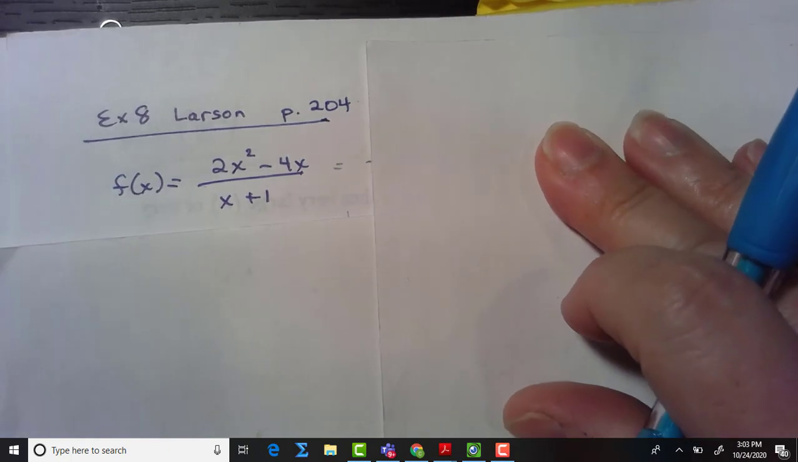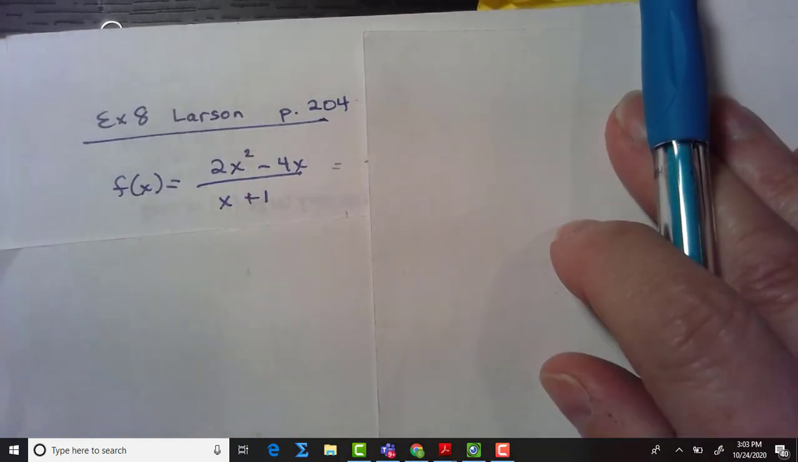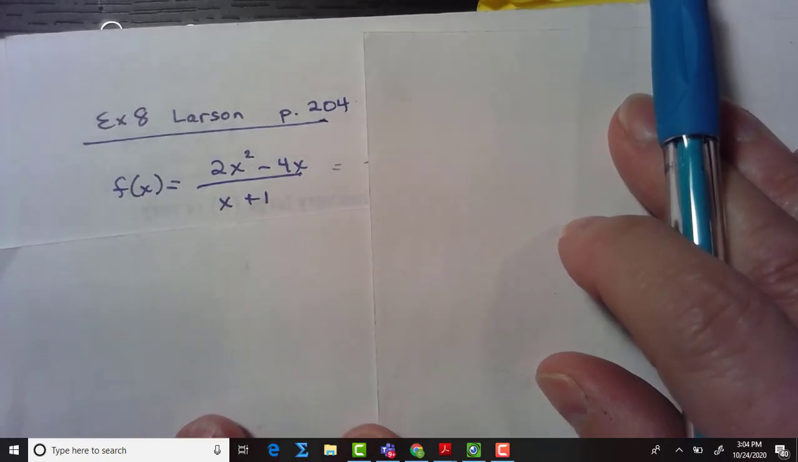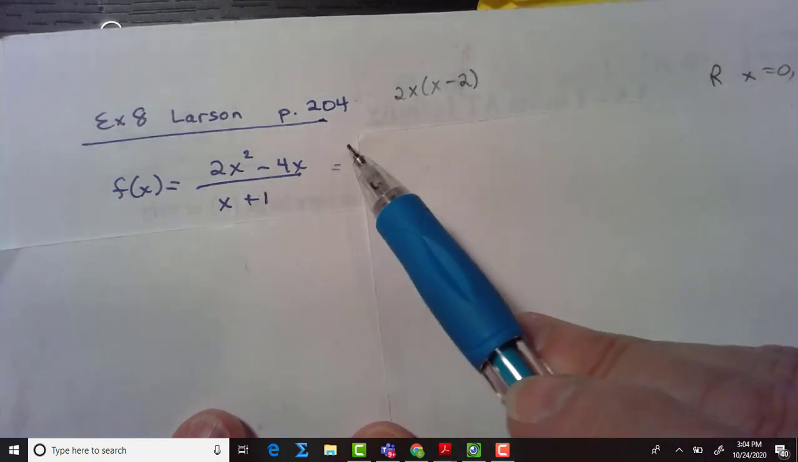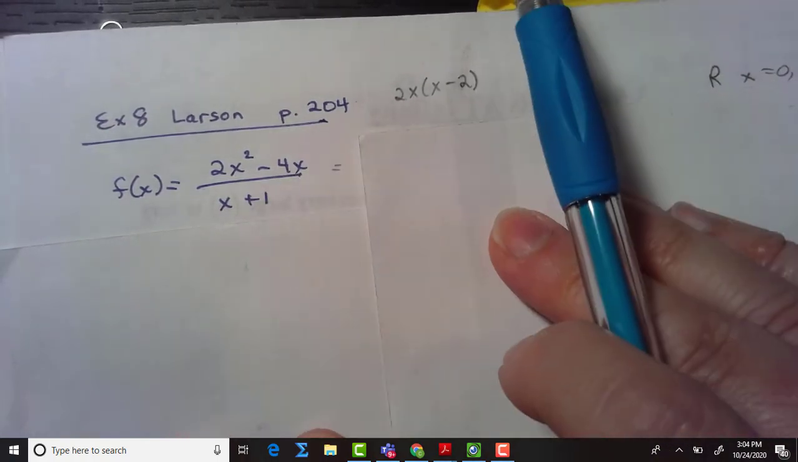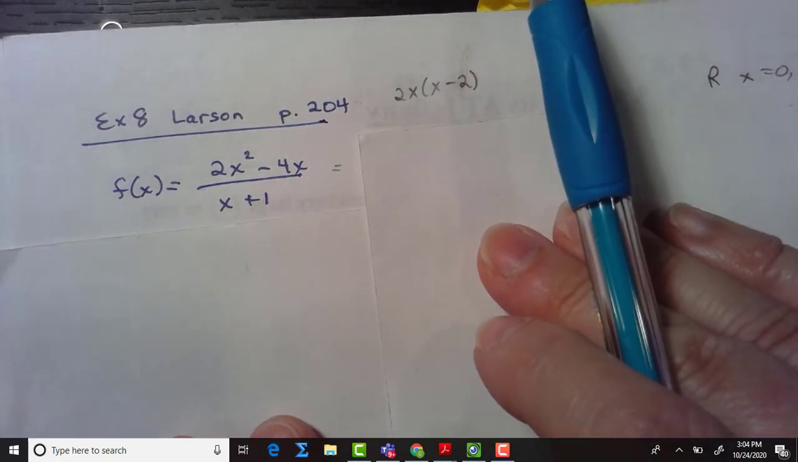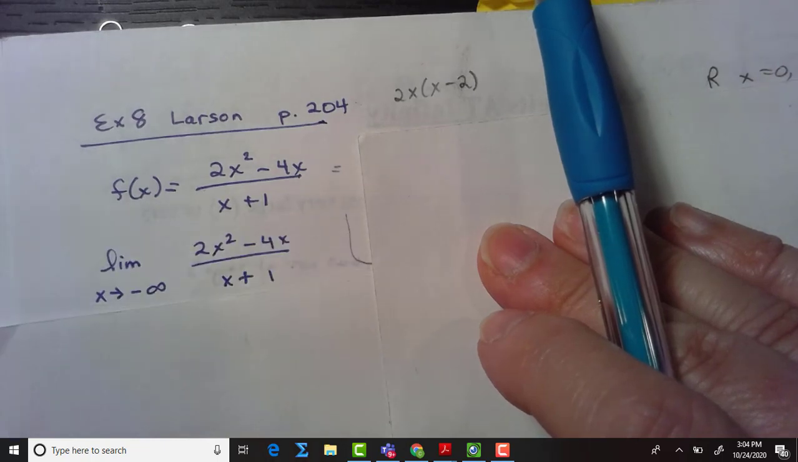You have several examples you should look at, but let's look in particular at number 8 on page 204. And we want to think about what is happening as we go to positive and negative infinity. Well, first of all, you can see that this function is 2x times x minus 2. So that tells us about roots of the function. But I really want to look at some other things. I want to look at as we go to positive and negative infinity.